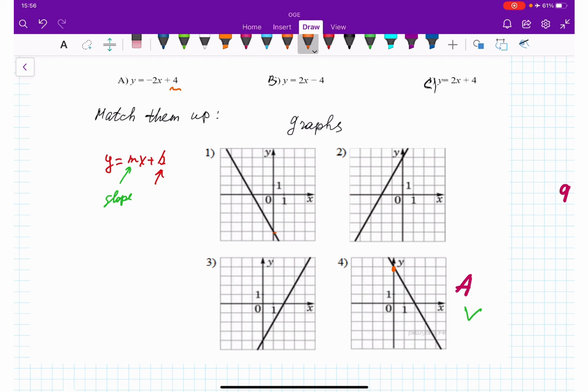Here we have -4. Here we have +4. Where do we have +4? Right here, which means this is our C. Where do we have negative 4? Right here. That means this is our B. Okay? Okie dokie. And the last one.